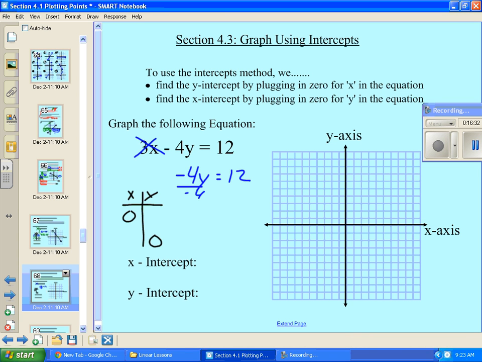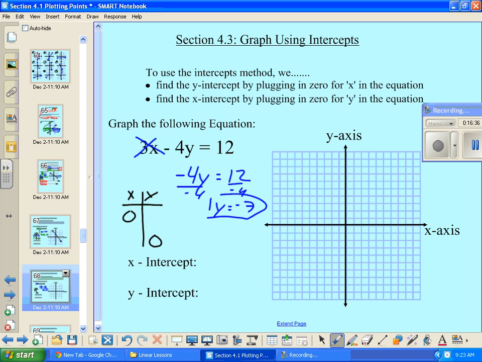When I divide both sides by negative 4 in this little one-step equation, I'm going to get y equals negative 3. I haven't seen a negative number yet, but obviously that can definitely happen. 0, negative 3 is still a legitimate point. I just go left to right 0 and down 3. There's my y-intercept. Going back to the original equation, I'm going to find the x-intercept.